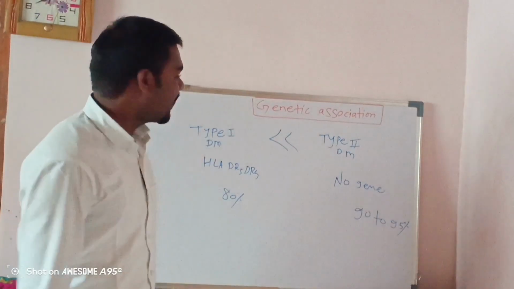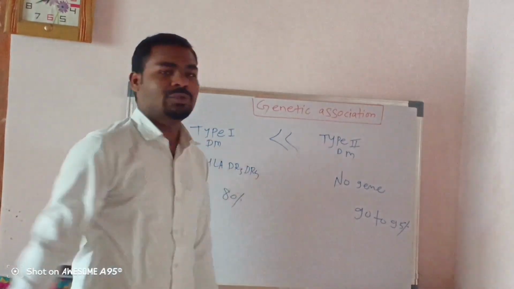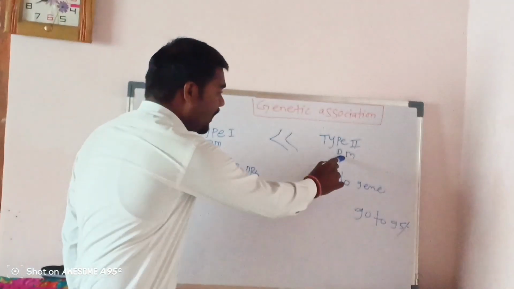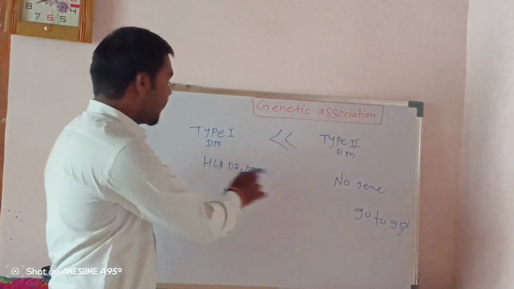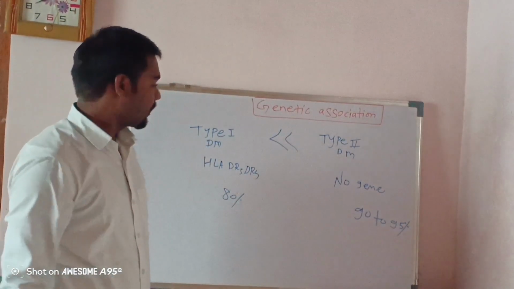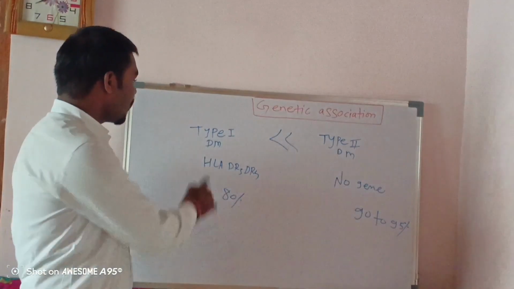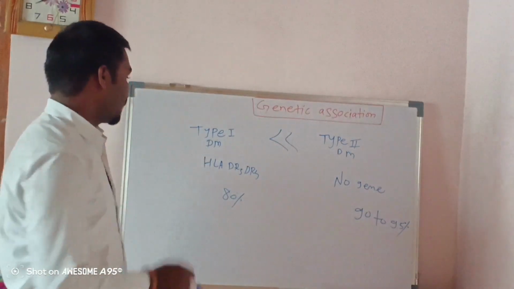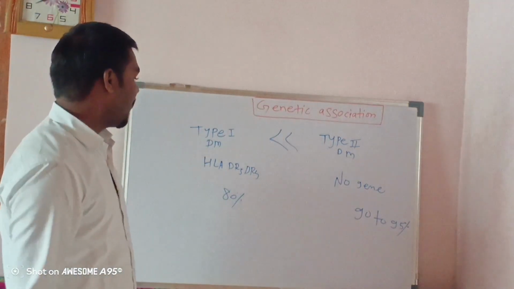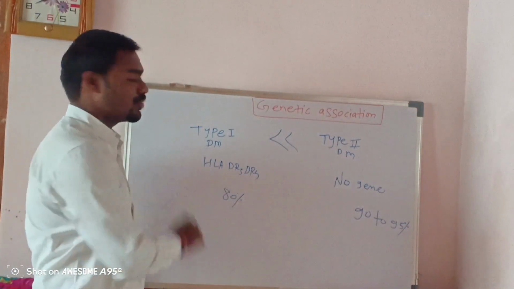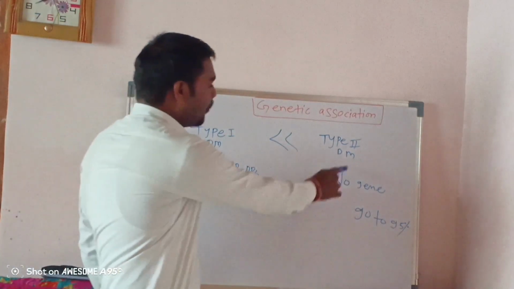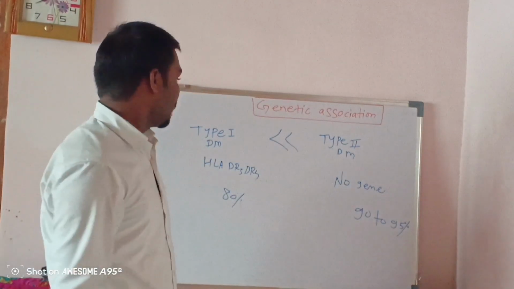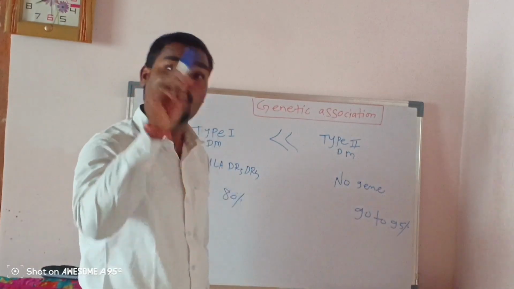Diabetes mellitus is associated with genetics, but type 2 diabetes mellitus is more strongly associated with genetics than type 1. In type 1 diabetes mellitus, we know the gene responsible, the HLA-DR3-DR4 gene. But in type 2 diabetes mellitus, we don't know the names of the genes, and research is still going on.